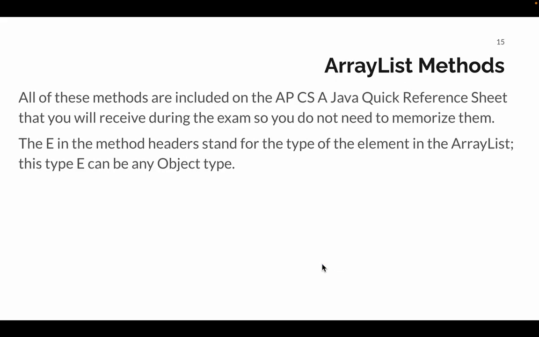All of these methods are included on the AP Java quick reference sheet that you will receive during the exam. So I keep trying to hand this to you guys. Please start looking at it because you don't need to memorize them. I think some of you guys are getting frustrated. You don't need to memorize them. Instead, look at that quick reference sheet to figure out how it can help you and prevent you from memorizing, and just knowing that it's there. It's not going to replace everything, but it's going to give you quite an advantage if you know how to use it properly.